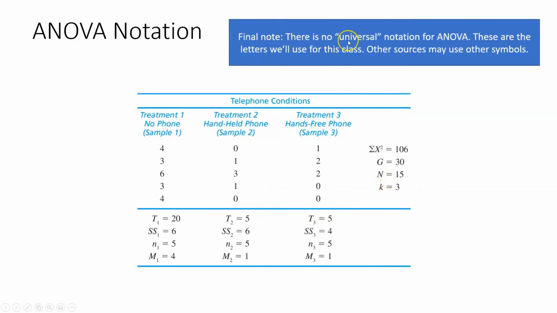Final note here, there is no universal notation for ANOVA, just like there's no universal notation for most of what we do in statistics. These are the letters that we're going to use in this class, but other sources might use other symbols. So don't memorize these and think that they're always going to be universally used in every class that you might take on statistics. This is just what we're going to use for convention here in this course.